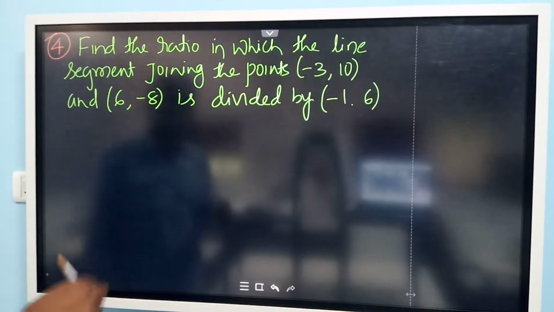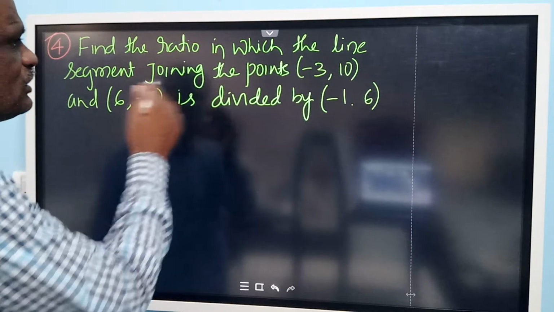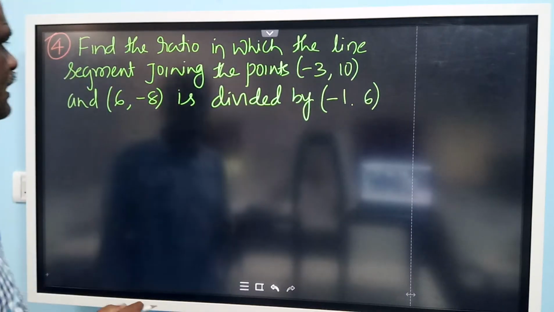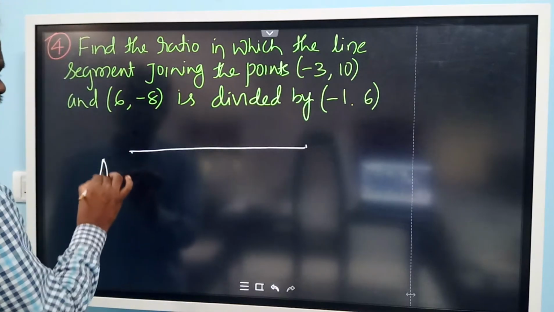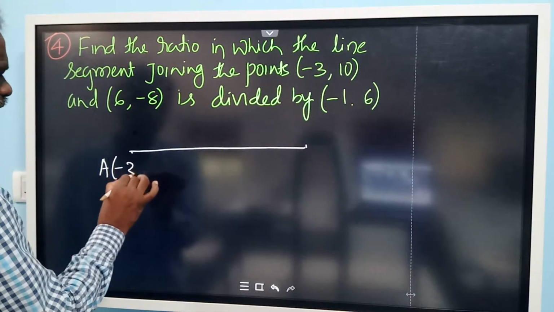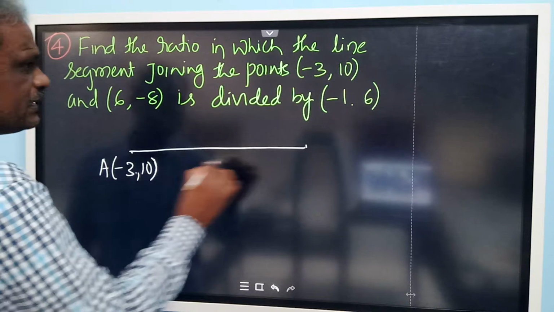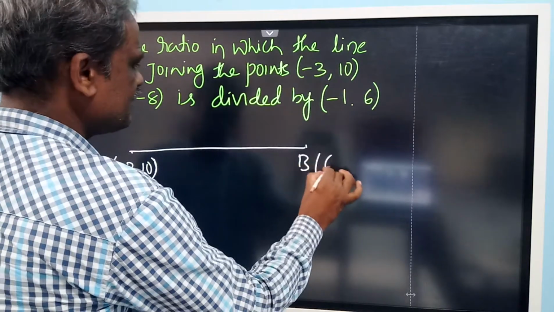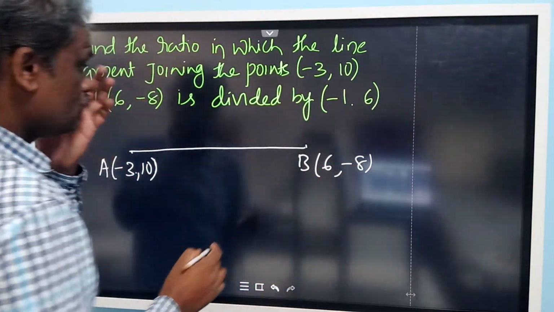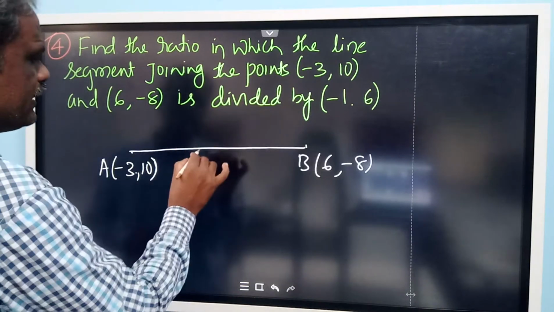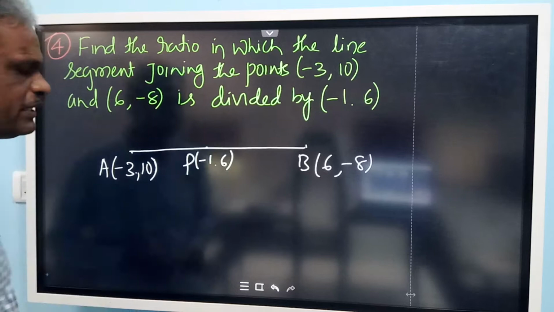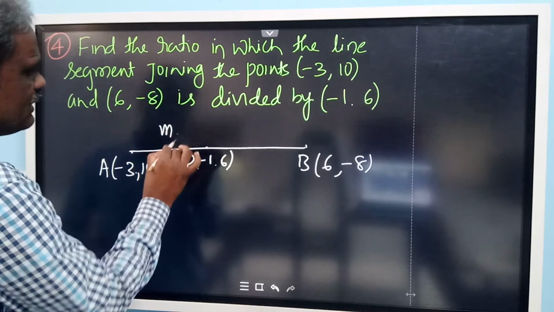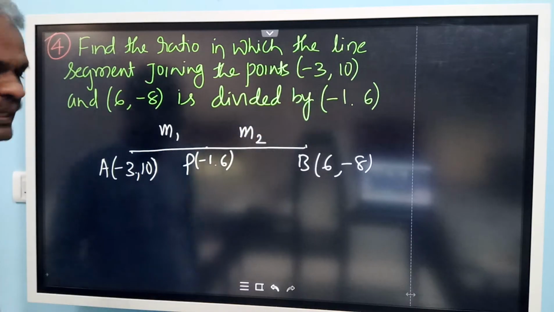Just carefully observe here. Find the ratio in which the line segment joining the points minus 3, 10 and... let us take a line here. You take this as A, it is minus 3, 10. Then the second point B is 6, minus 8. There is a point in between, which is minus 1, 6. Let us take this as a point. You have to find the ratio in which it is divided, M1 by M2.